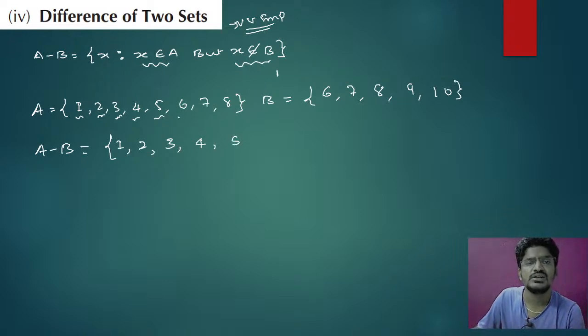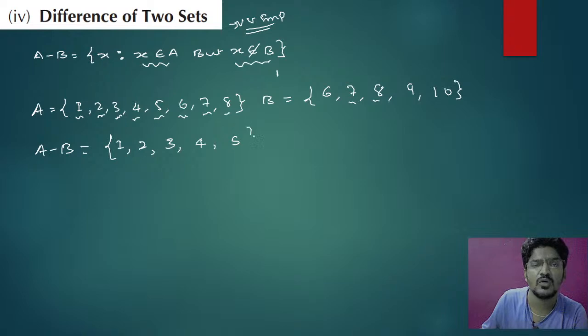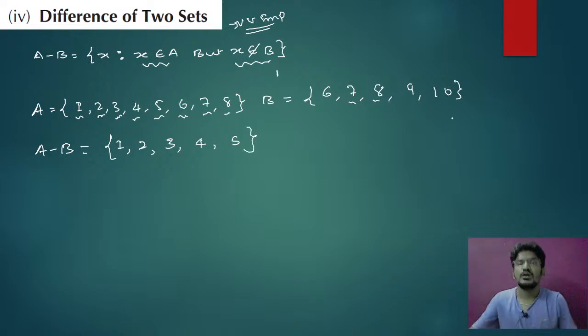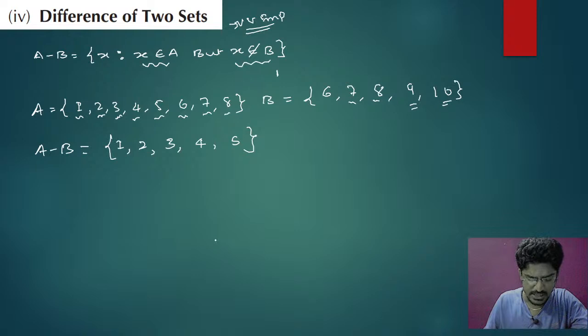Right here 5. 6 present in A as well as 6 present in B. So I can't write. 7 present in A, 7 present in B. I can't write. 8 present in A, 8 present in B. So I can't write. So all the elements of A are over. So we should close this. Don't worry about these elements 9 and 10 in the set B. If you verified for all the elements in set A, then A minus B is over. Clear? So A minus B is set of 1, 2, 3, 4 and 5.